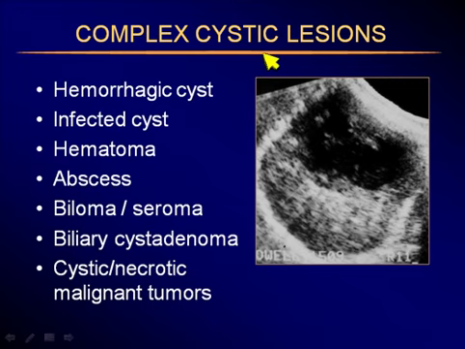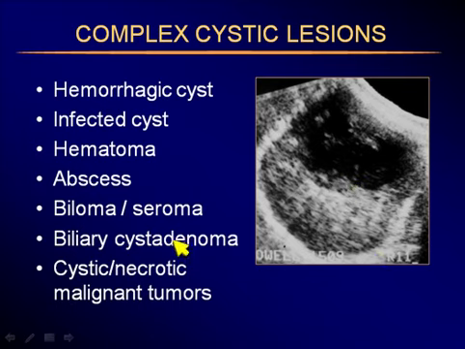Complex cystic masses. What about cystic masses with echoes inside of them? Well, that could be from a hemorrhage within a cyst. It could be from infection in a cyst. It could be a hematoma in the liver, could be an abscess in the liver. Notice that there's sound through transmission, so we know that this is of a cystic nature. In this case, this was an abscess.